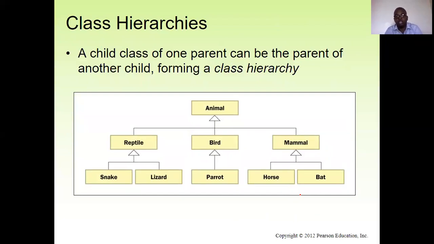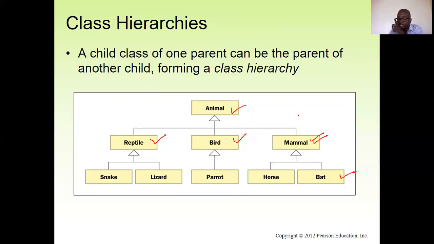Yes? So let us quickly dissect this diagram, okay? So basically a reptile is an animal, so is a bird, and so is a mammal, okay? But a bat is an animal, which is a mammal, right? And so bat in this hierarchy is going to inherit everything from animal and mammal.